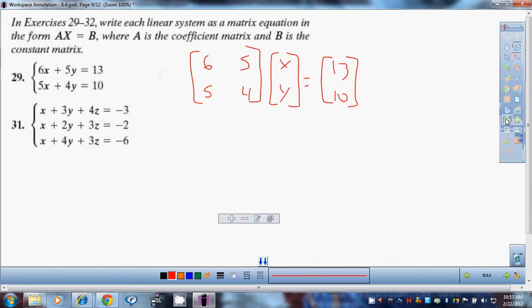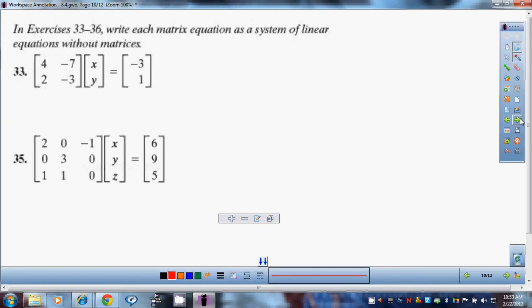Okay, 31, 1, 3, 4, 1, 2, 3, x, y, z. Okay. Here you're doing just the opposite. They're saying here's the system, write it as an actual system of equations. So this would be 4x minus 7y equals negative 3, 2x minus 3y equals 1. Yeah, you'll just write them as a system. Here, 2x minus b equals 6, 3y equals 9, x plus y equals 5. Okay.